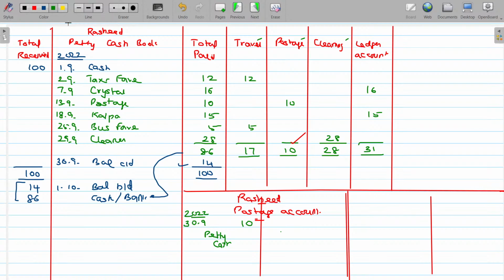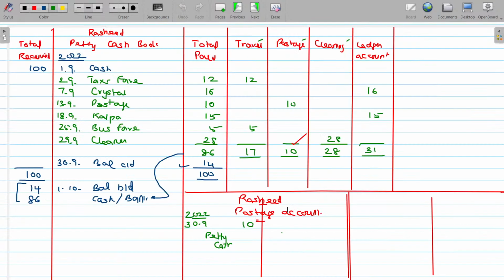Similarly, you have to prepare purchase ledger crystal account. Let's see. Purchase ledger and crystal account. So if you are purchasing, the amount payable to crystal is increasing. If you are making the payment, the amount payable to crystal is decreasing as purchases. Here to crystal we have made a payment of 16. As we make a payment for the purchases, the amount payable to the party will be decreasing, so it should be posted in the debit side here on this date.